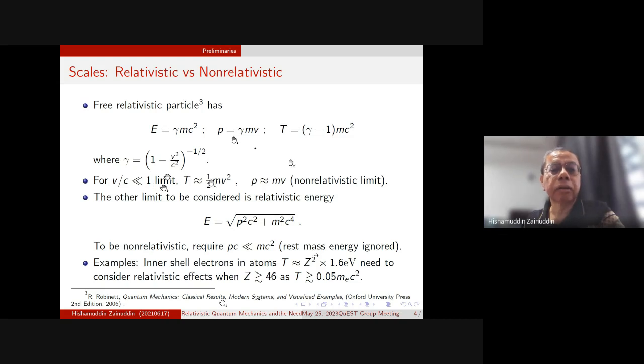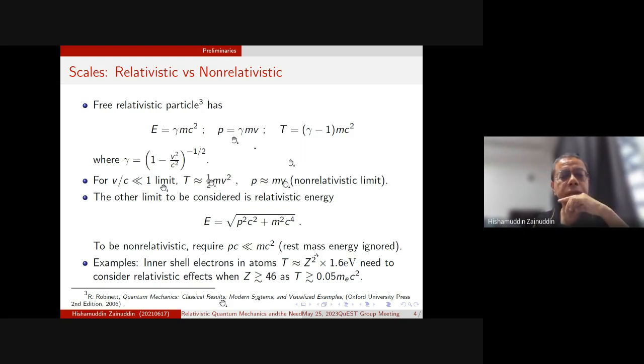And then you can almost immediately see that your T becomes, well, you can expand your gamma here, and then you can reduce your T to a term which is probably recognizable as your kinetic energy. And your P is just your ordinary mv, okay?